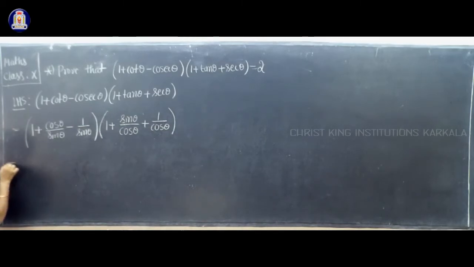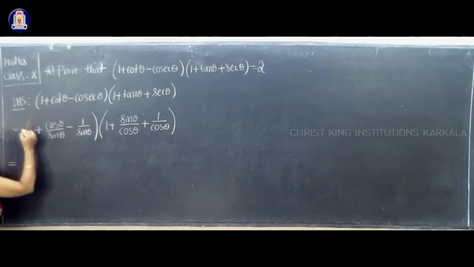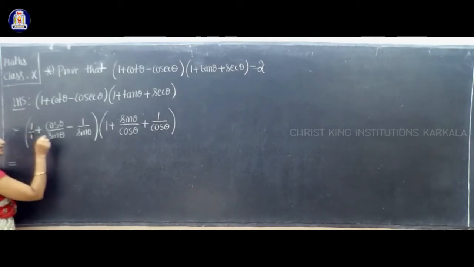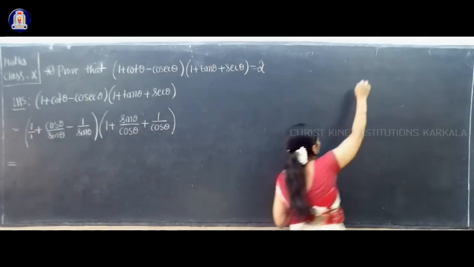Now how to simplify this? Here it is 1 plus cos divided by sin. Numerator divided by denominator means taking the LCM. So 1 I will write as 1 divided by 1. Now what is the LCM of 1, sin theta, sin theta? I'll write it here as rough work.